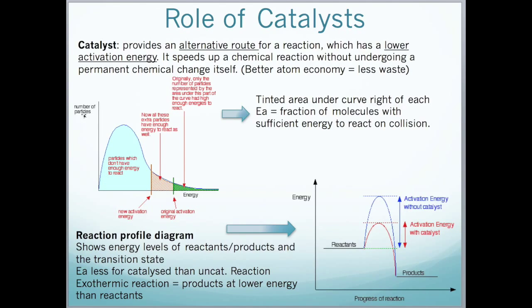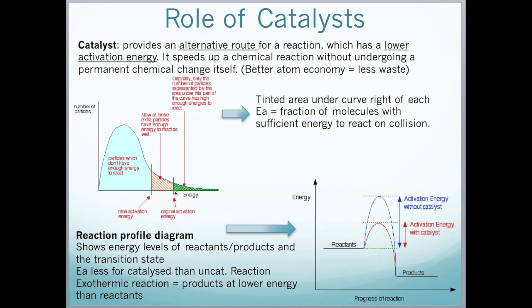Here again we have a Maxwell-Boltzmann distribution. We have the number of particles on this axis and the energy on this. We also have the original activation energy as shown here, and the new activation energy is shown here with the use of a catalyst. So the tinted area under the curve to the right of each activation energy shows us the fraction of the molecules that have sufficient energy to react.